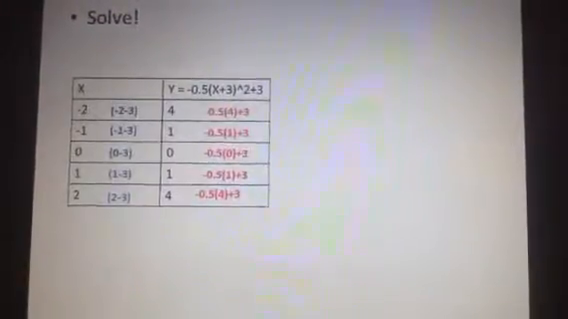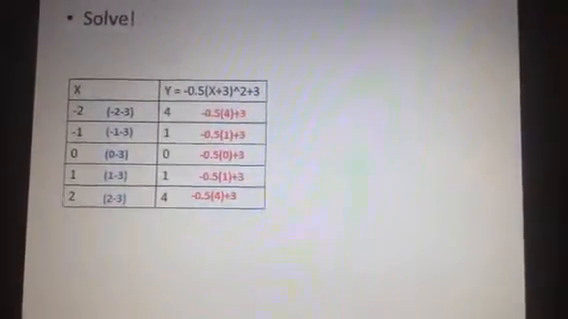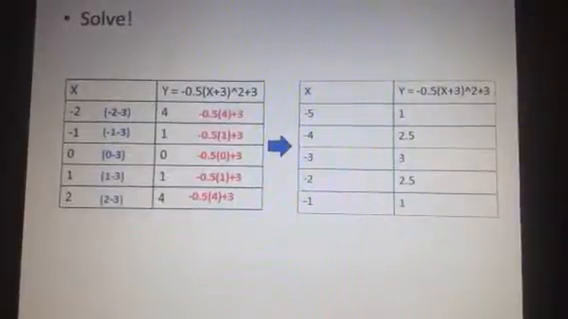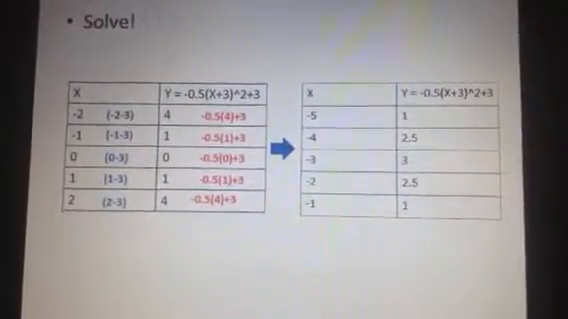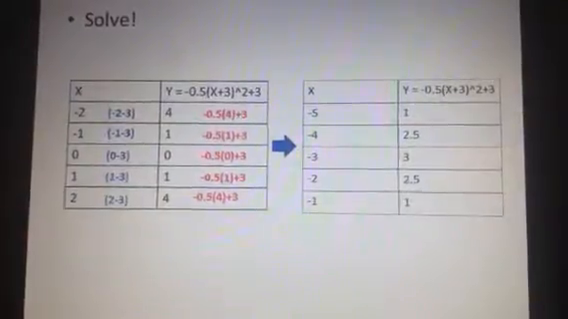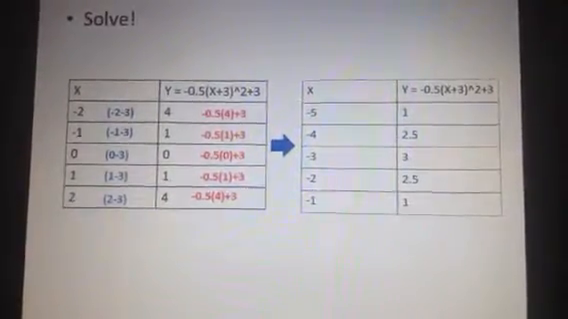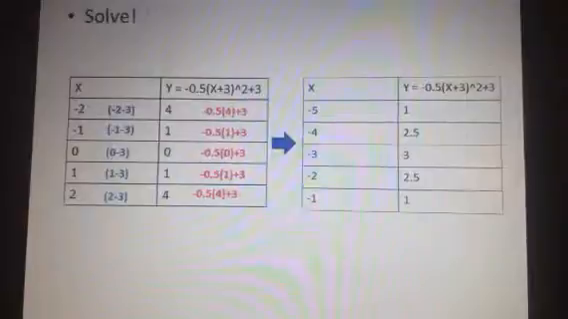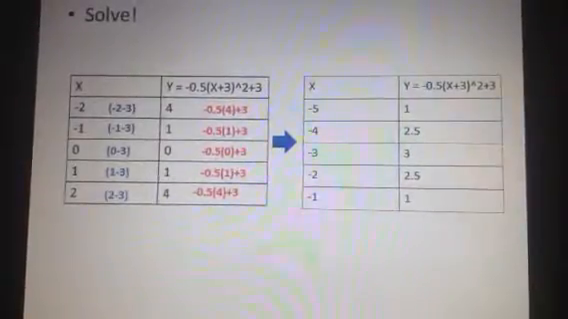So negative 2 subtract 3 is equal to negative 5. Negative 1 subtract 3 is equal to negative 4. 0 subtract 3 is equal to negative 3. 1 subtract 3 is equal to negative 2. And 2 subtract 3 is equal to negative 1.